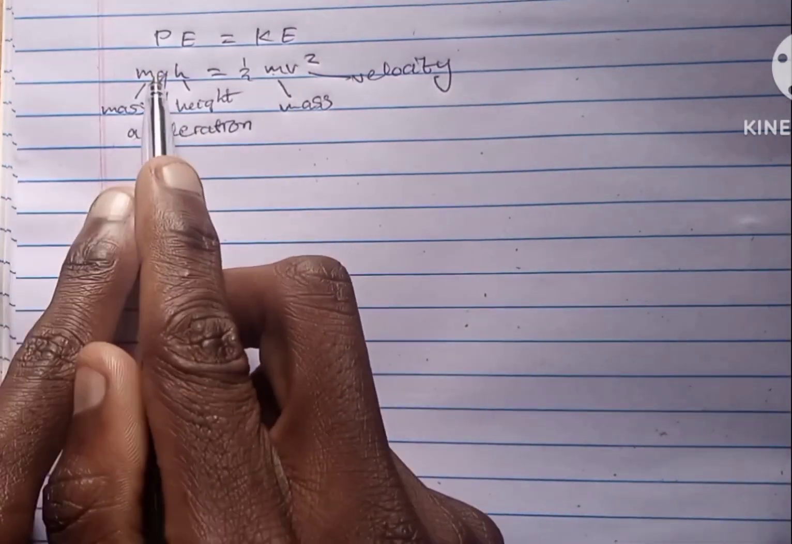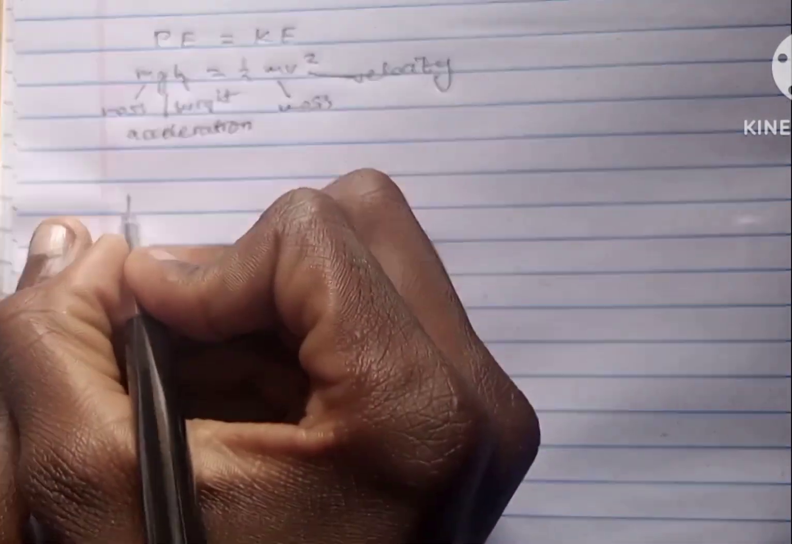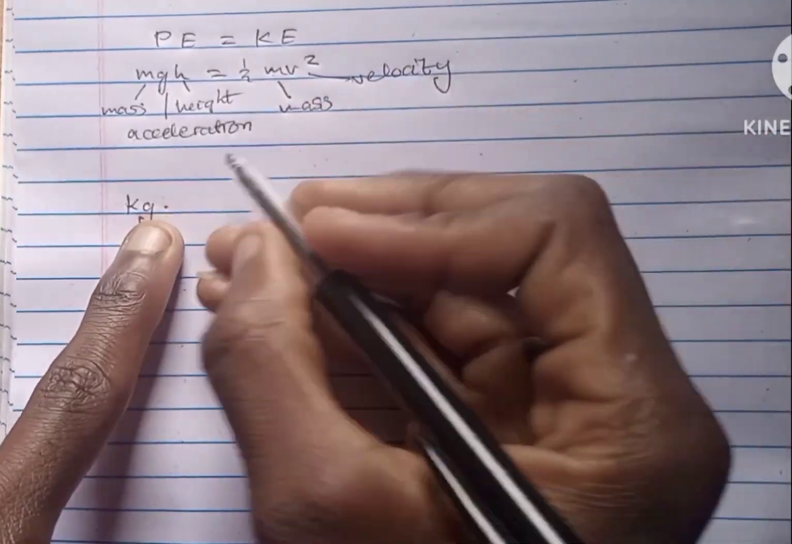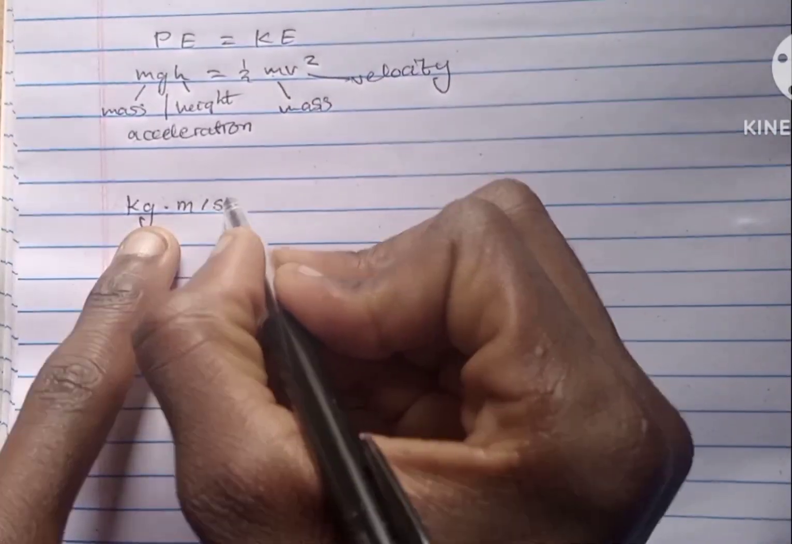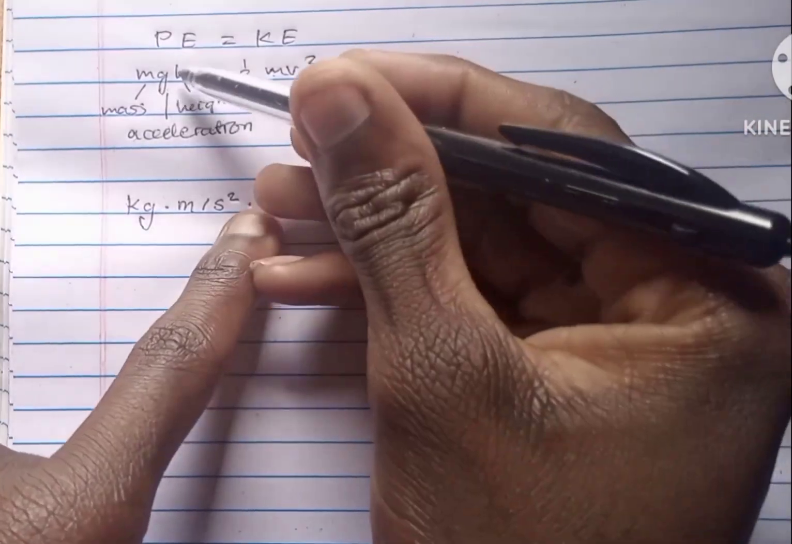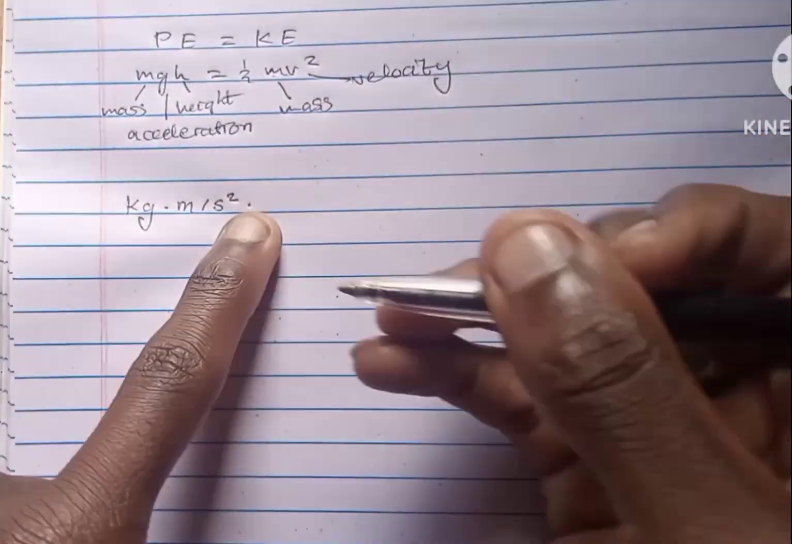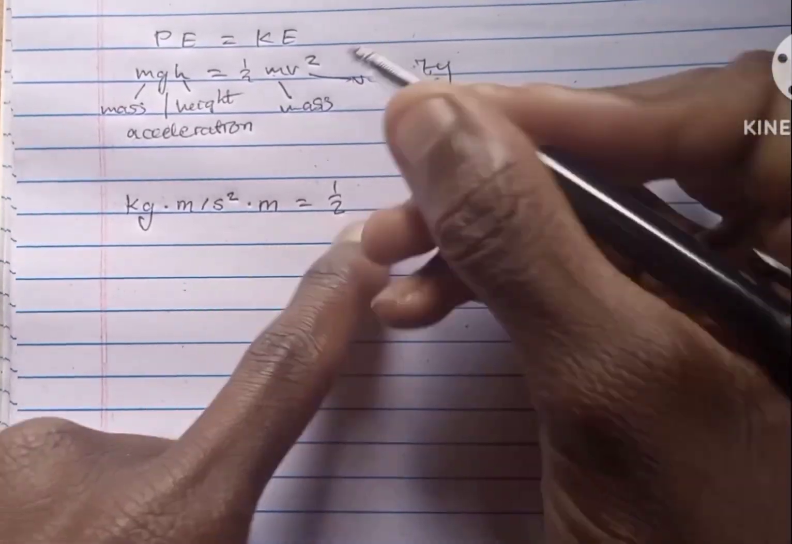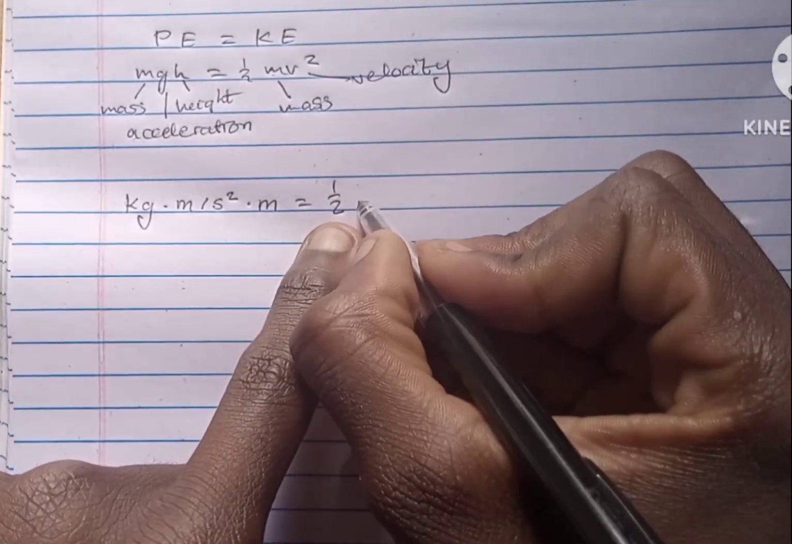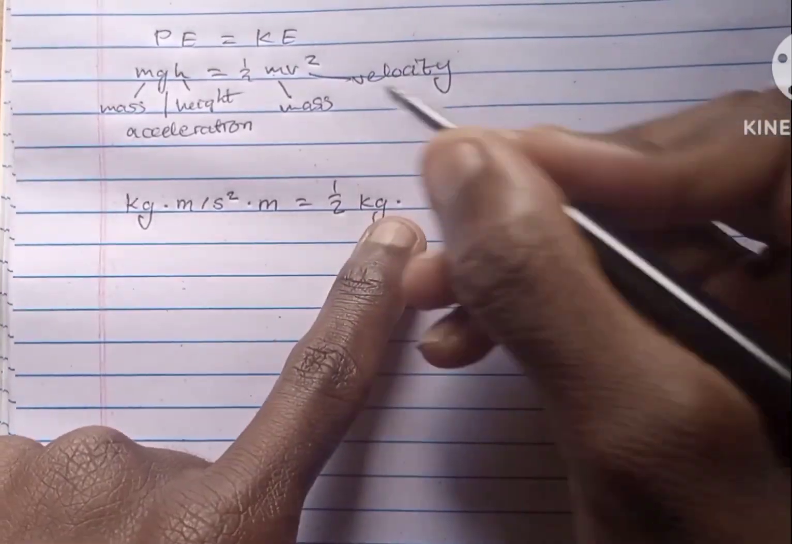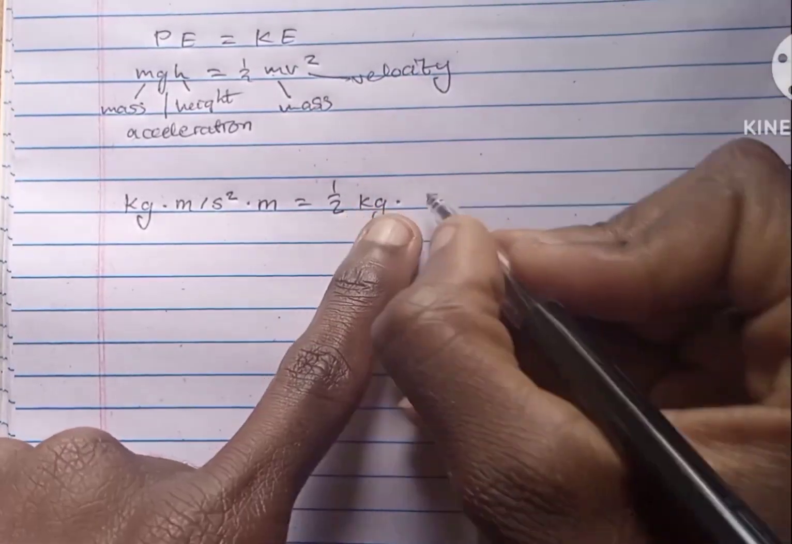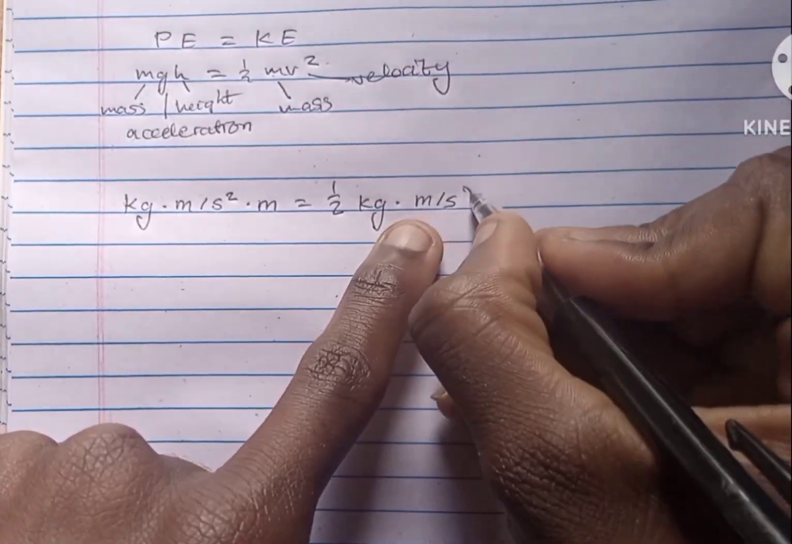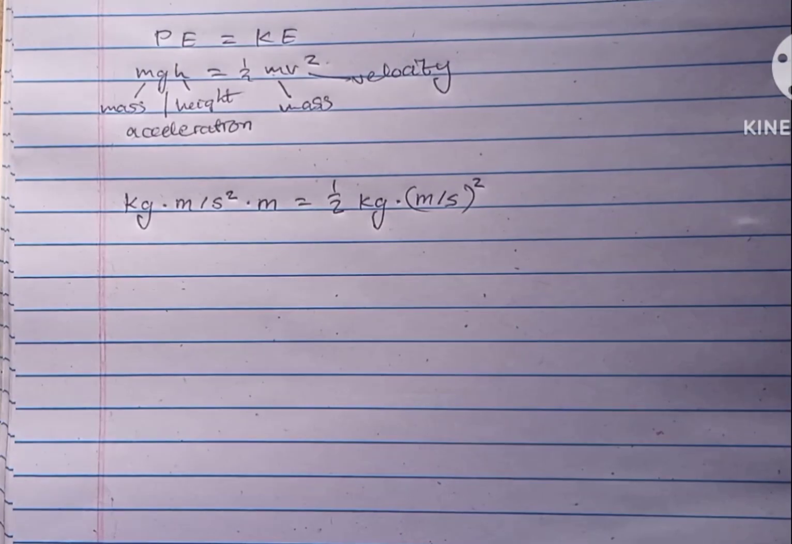The SI unit for the quantity mass is kilogram, multiplied with the SI unit for acceleration, which is meter per second squared. The SI unit for height, which falls under length, is meter, is equal to half. The SI unit for mass is kilogram, times the SI unit for velocity, which is meter per second. But since v here is squared, I'm also going to square this.